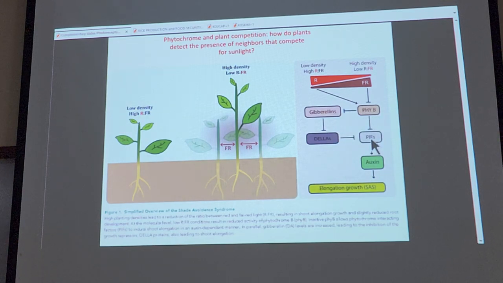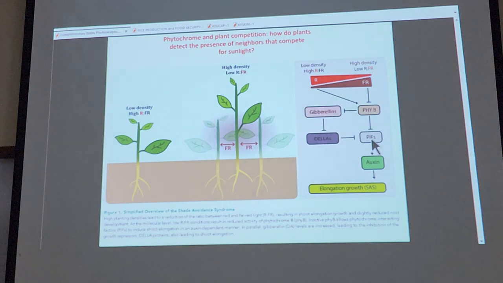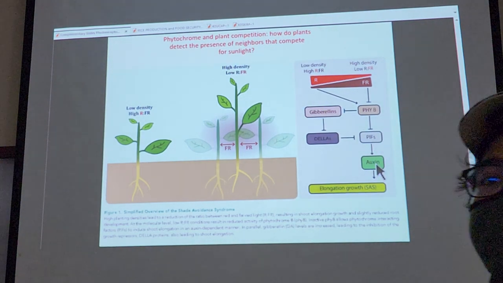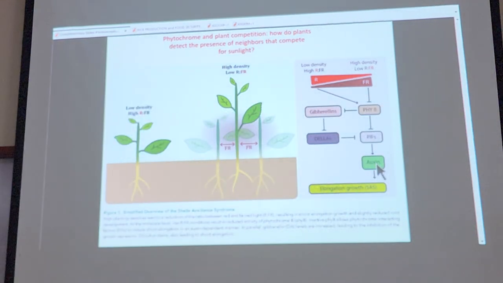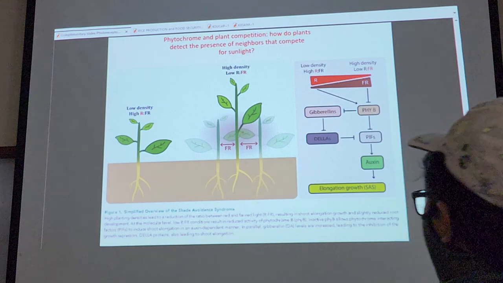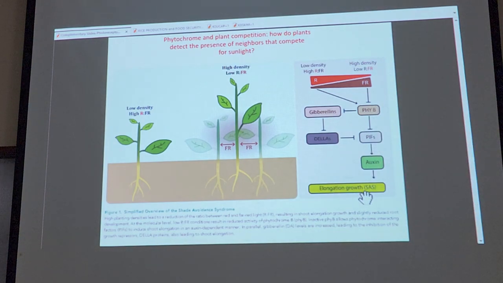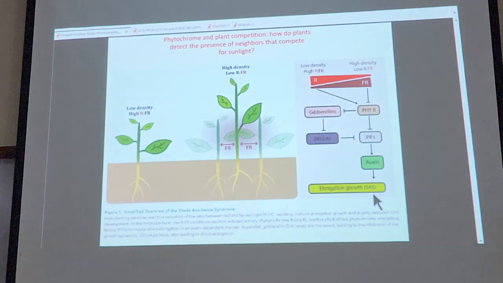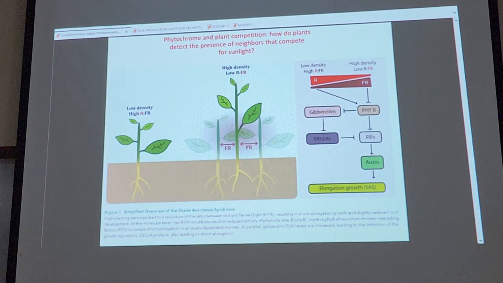PIF will start to become active. When PIF starts to become active, auxin will start to become active as well. You know auxin's function? Yes, elongation. Things will start to elongate, okay? Then you will start to achieve this SAS. SAS means shape avoidance syndrome.